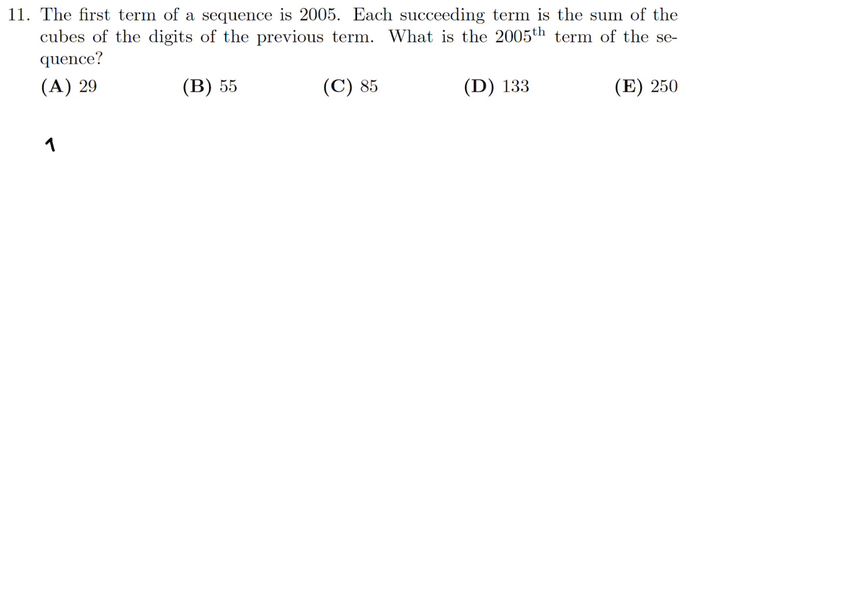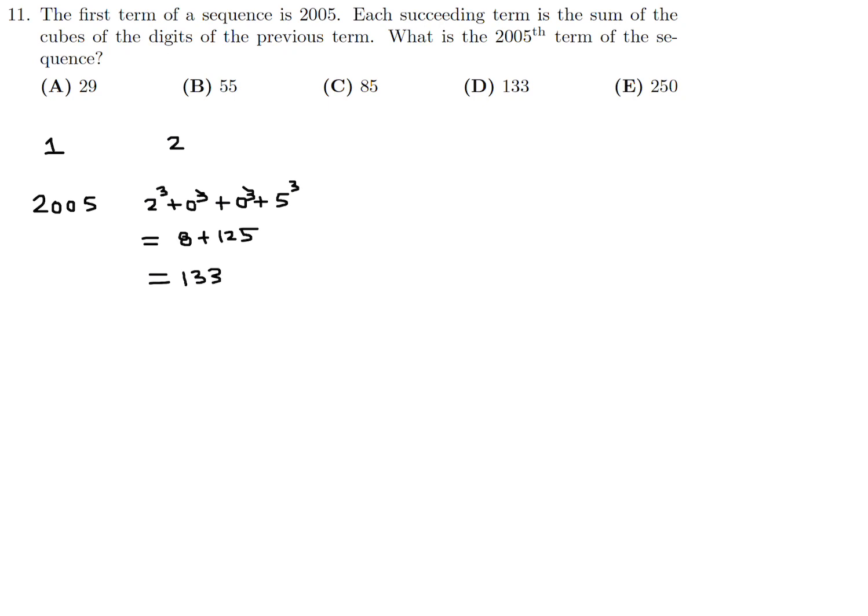So we got term number 1 is 2005, and then term number 2 will be the sum of the cubes of the digits of the previous term. So that will be 2 to the power of 3 plus 0 to the power of 3 plus 0 to the power of 3 plus 5 to the power of 3. So this is 8 plus 125, and therefore that is 133.